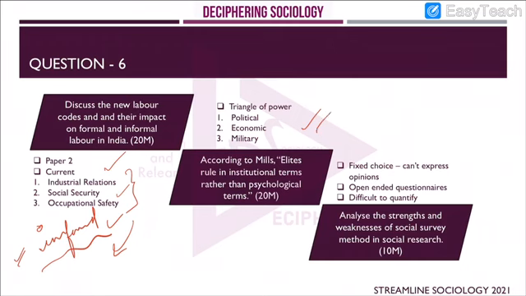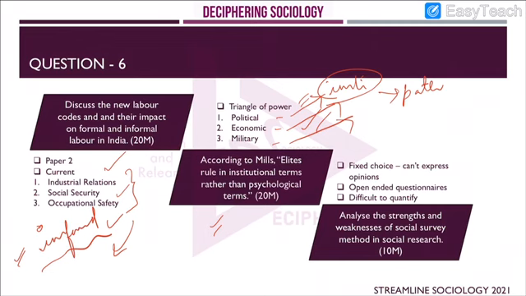In the Mills question, we had to write on the triangle of power, which is of the political background, economic background and military background. So these elites rule in institutional terms rather than psychological. Institution, because each part corresponds to an institution, right? A set of patterns, a set of rules, a set of beliefs. So they form a triangle of power and they rule the society.